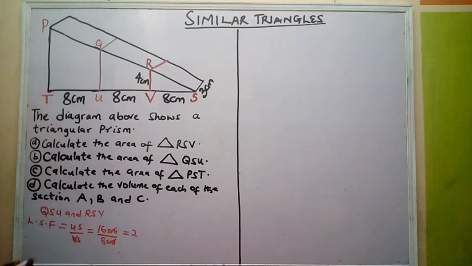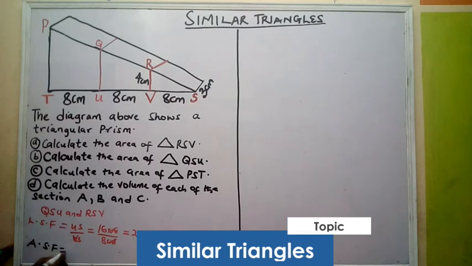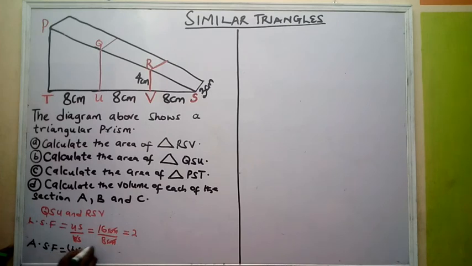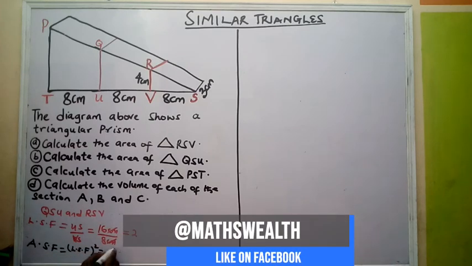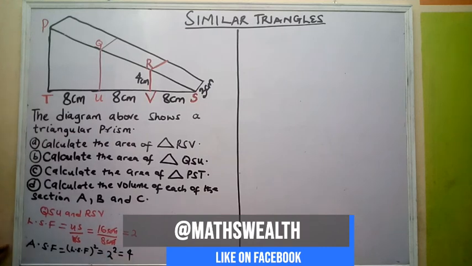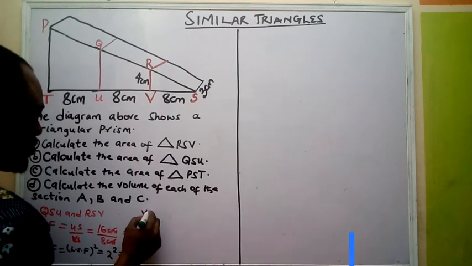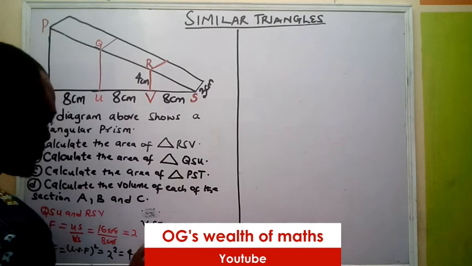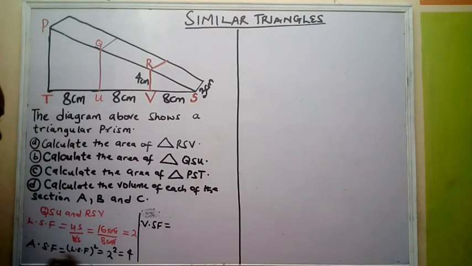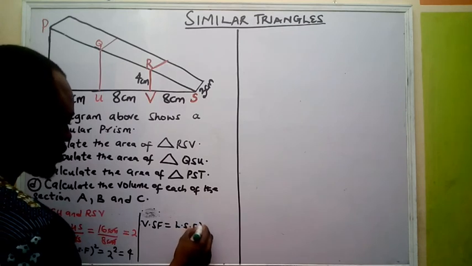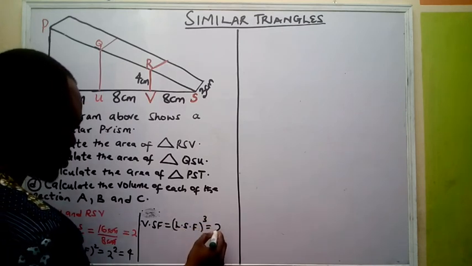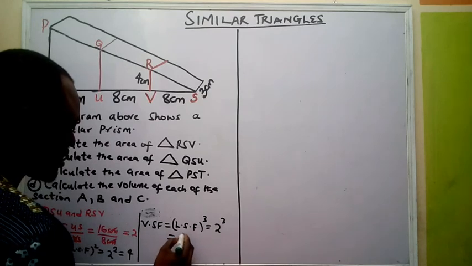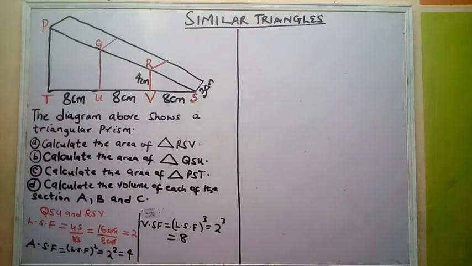Now, the next thing we need to do is to get the area scale factor. Let me use A for the area scale factor. The area scale factor means the length scale factor squared. The length scale factor is 2, so 2 squared gives me 4. Now the volume scale factor, let me use VSF. To get the volume scale factor, I'm going to do the length scale factor cubed, which is 2 cubed. So 2 cubed is 8. The length scale factor has no unit.